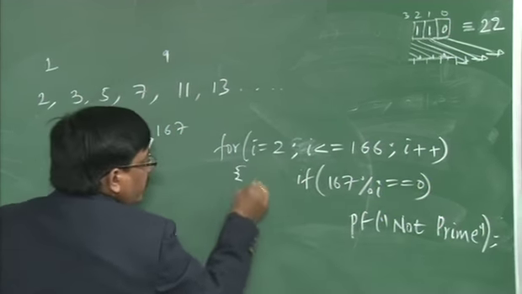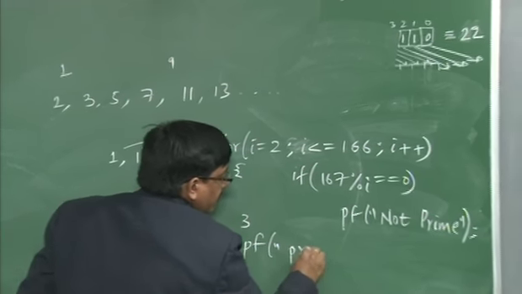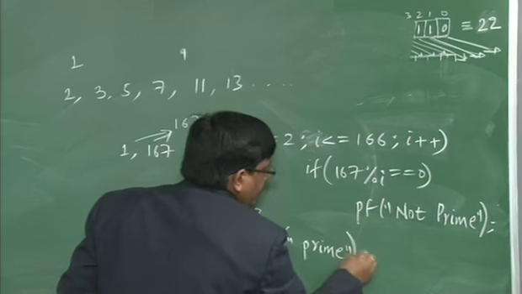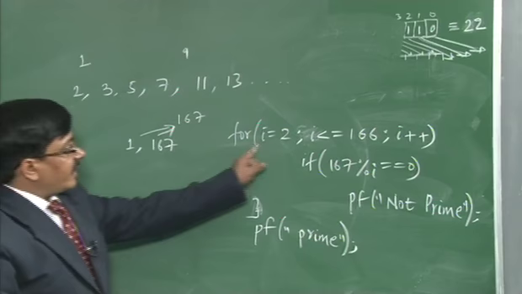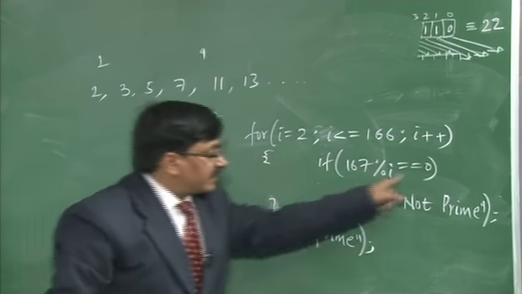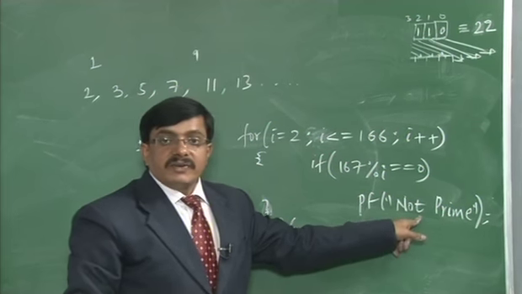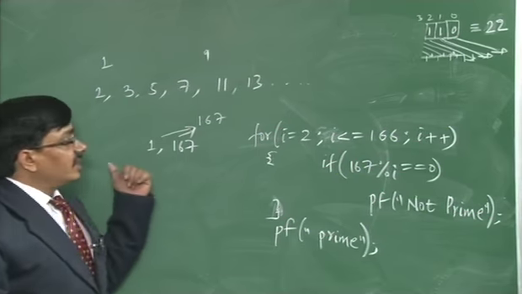Fine. When I come out of this loop, I can print prime. I am just writing P here for our understanding. That's it. Now, what exactly is the logic here? When i is equal to 2, I will check whether 2 divides this 167 or not. If I get the remainder 0, I can declare that it is not a prime, because we have some other number which can divide 167 apart from 1 and 167.